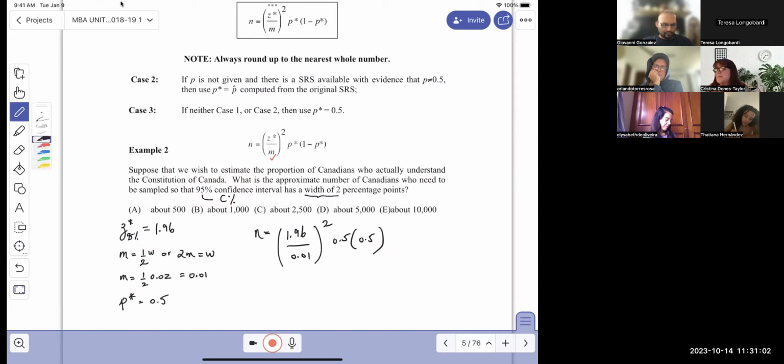And then I put it together on my calculator. Don't forget to square. So there's many places you could go wrong here, right? I just made that more complicated problem first. 1.96 divided by 0.01 squared times 0.5 squared. And you get 9604. So which is the best answer? Okay, it looks like E is the right answer.